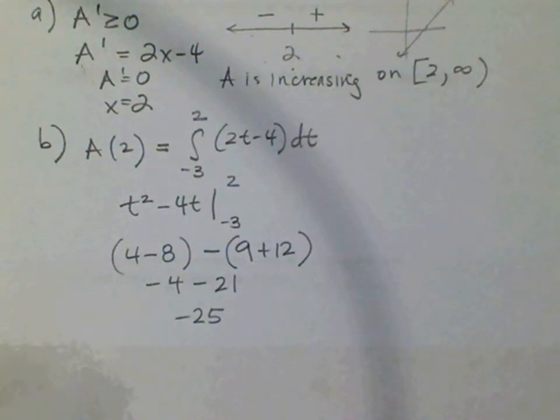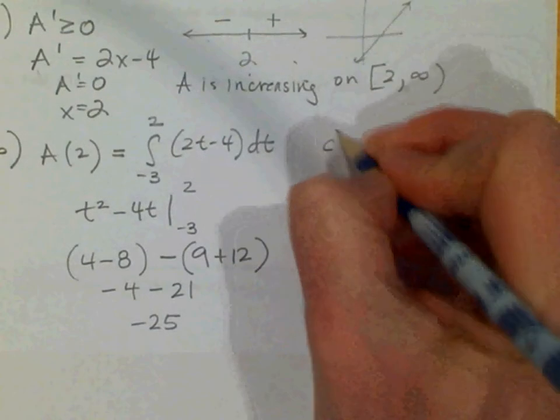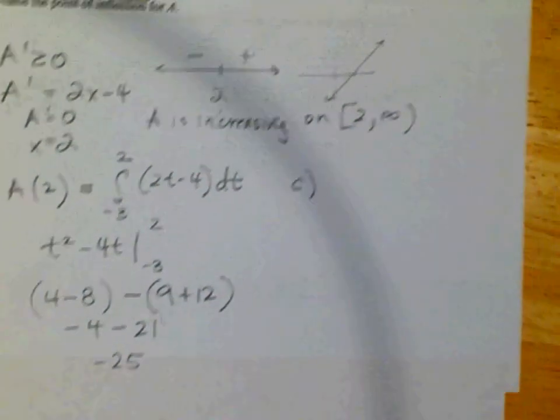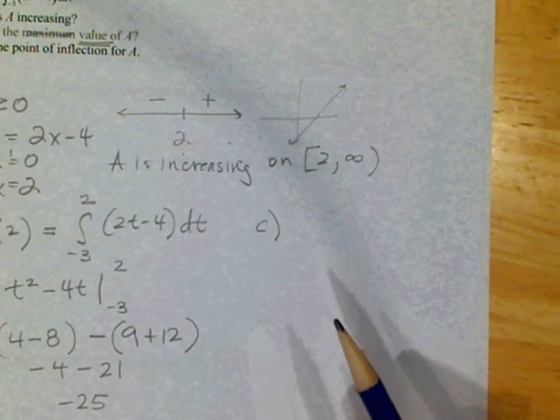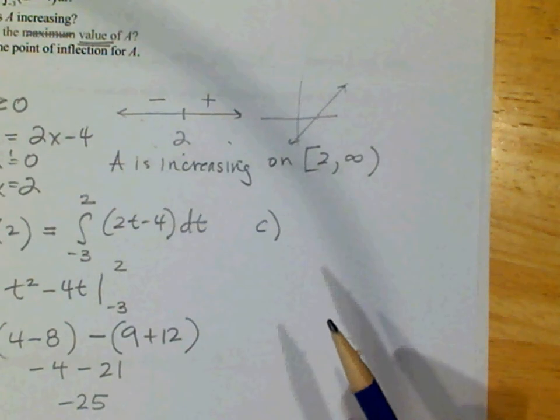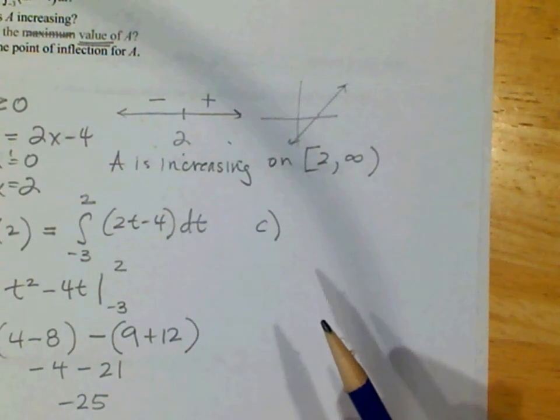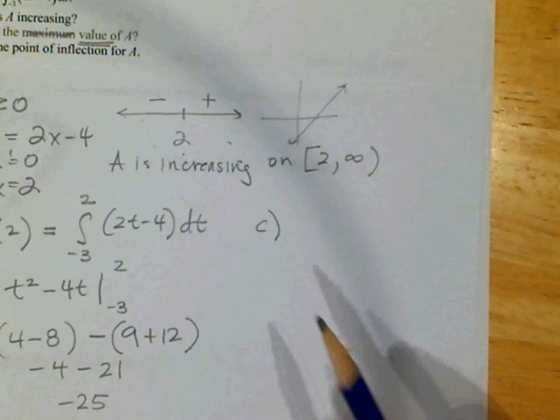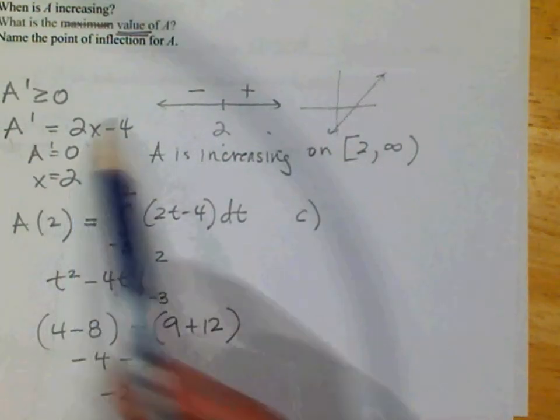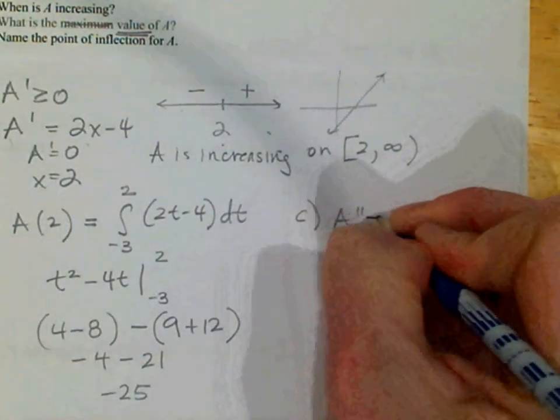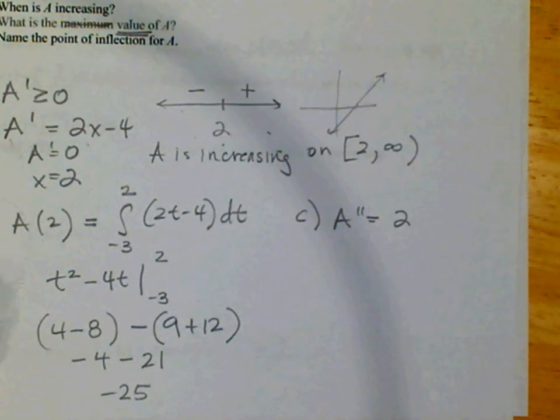And then C wants the point of inflection. Well, quick review. We find points of inflection where the second derivative equals 0 or does not exist, and changes signs. So I need the second derivative. Well, A prime is 2x minus 4. So A double prime is just equal to 2, which is always positive. Therefore, my function is always concave up, so there are no inflection points.